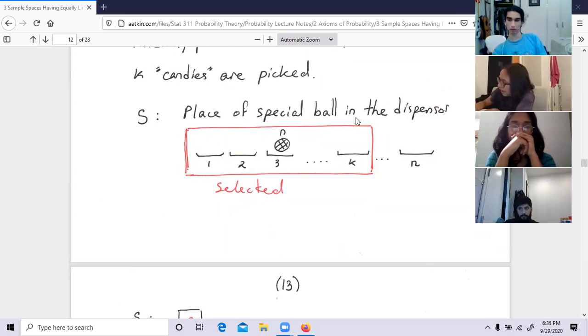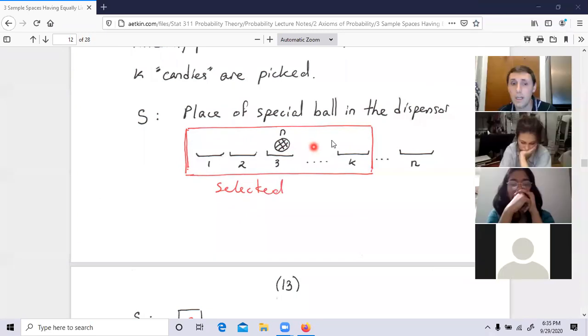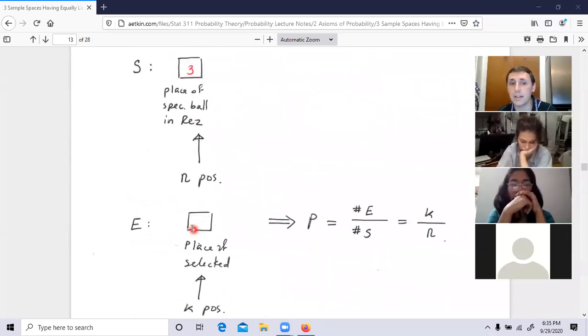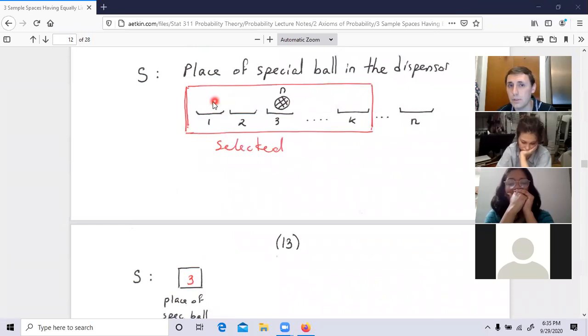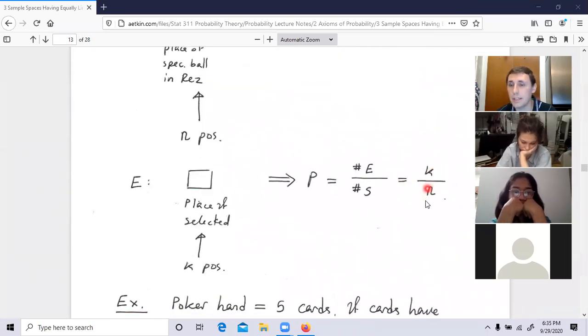And then you realize that there is no preference. You agree? If the universe is indifferent, then there is no position that is preferred to another position. The ball is equally likely to be first, second, third, fourth, k, and so on. Good. So then, how many possibilities are there to be selected? The outcome E is that the special ball is selected. Only k possibilities, one of those possibilities. So the answer is immediately k divided by n.